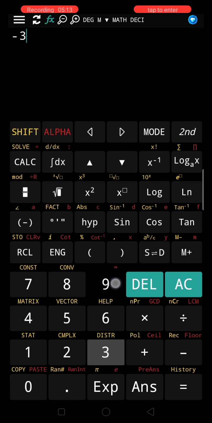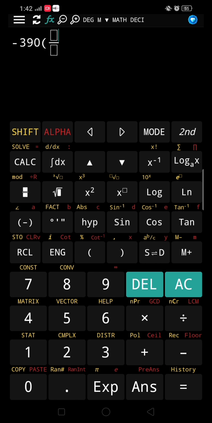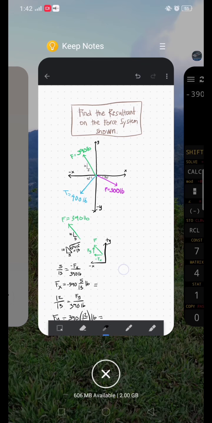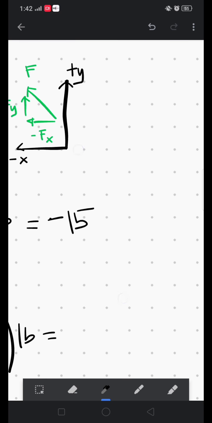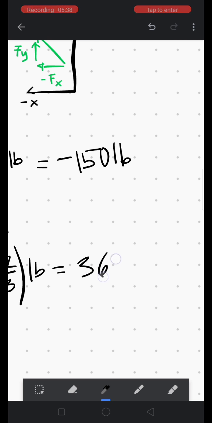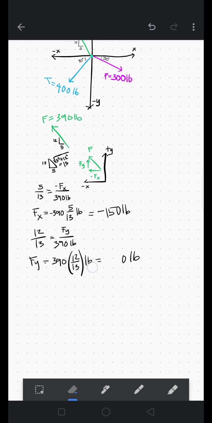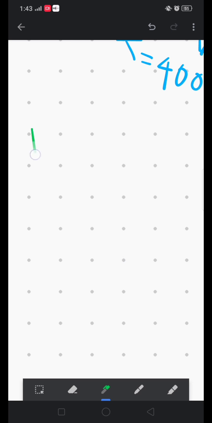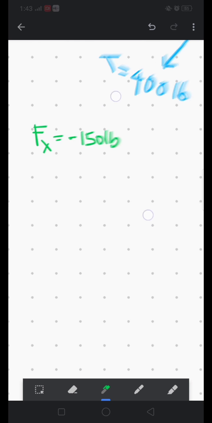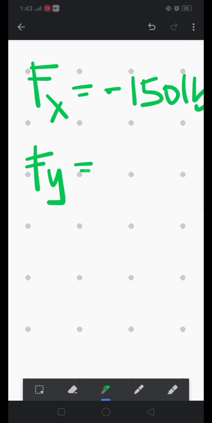And for our x component, negative 390 times, if you can remember, it's 5 over the hypotenuse, 13, so it's negative 150 pounds, and 360 pounds. Fx is negative 150 pounds and Fy is 360 pounds.